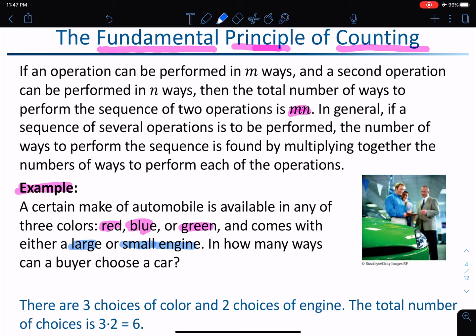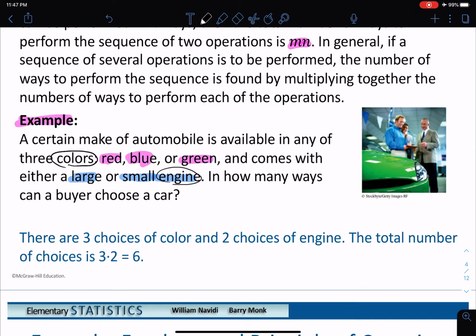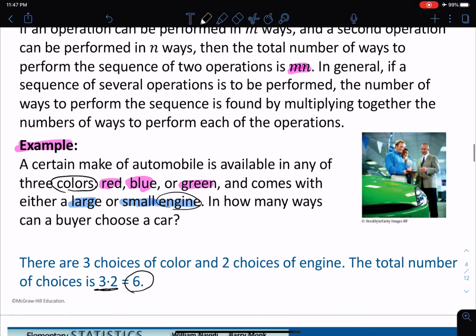So the fundamental counting principle is talking about these operations, and you can see that there are 3 operations that have to do with color, and then there are 2 operations that have to do with engine size. So here's the answer. There are 3 choices of color and 2 choices of engine. The total number of choices would be 3 times 2 is 6. So when they ask how many ways can a buyer choose a car, there are 6 different ways a buyer can choose a car.